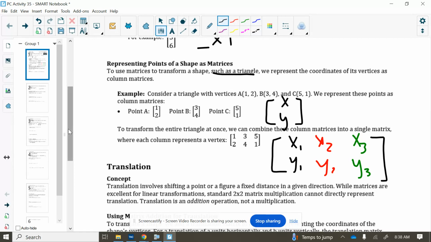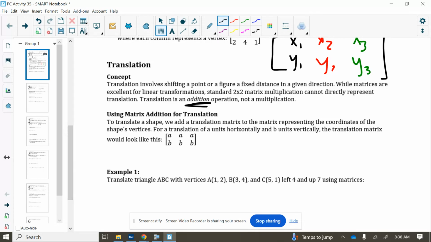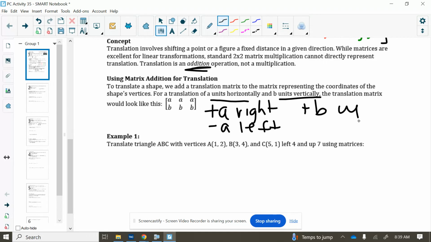Now for translations, this is going to go back to the idea of our addition, or you could think of this as subtraction if you are shifting down or to the left. And again, you would have to make these movements to each of the coordinates. The a's are going to be moving the x's horizontally, the b's are going to be moving the y's vertically. Again, if you have a positive a, it would move it to the right, a negative a would move it to the left, and then vertically, positive b goes up, negative b goes down.